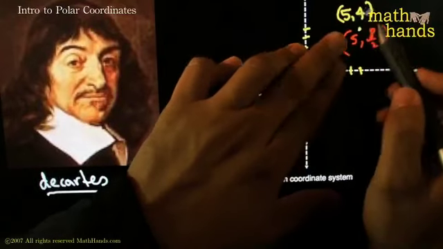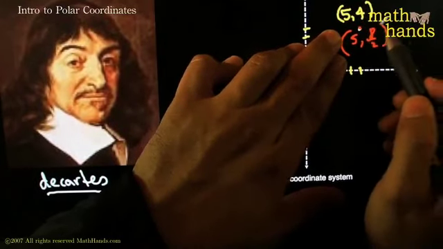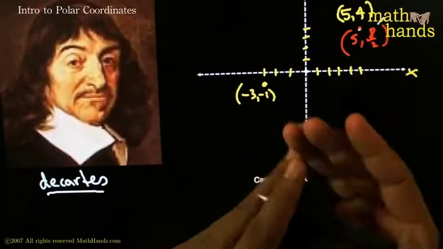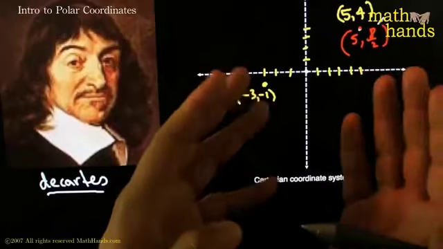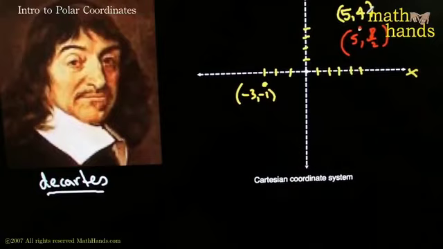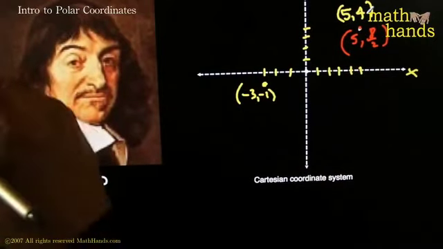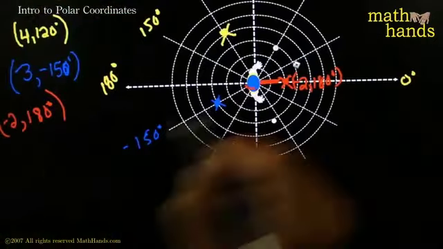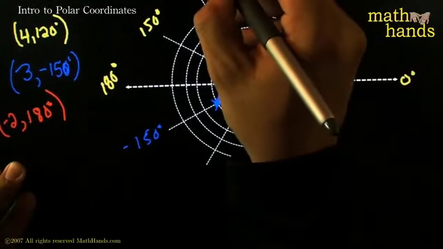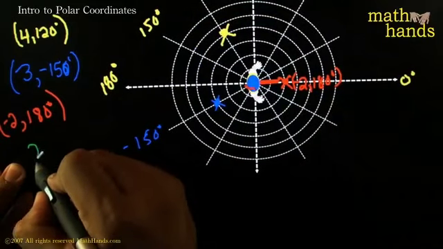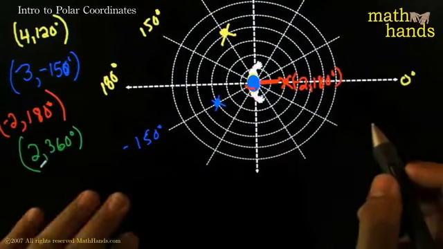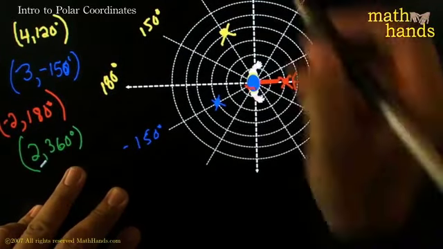Really, there's no other way to name this point. It's 5 and 4, 5, 4. Every single point has a unique spot. Every single spot has a unique point, or unique name, the ordered pairs. That's not the case for polar coordinates. Watch this. What if I ask you to plot, let's do a different color now, let's do green. What if I ask you to do 2, 360 degrees? Where would that be? 2, 360.